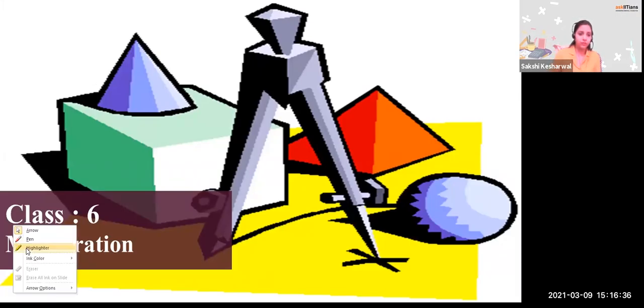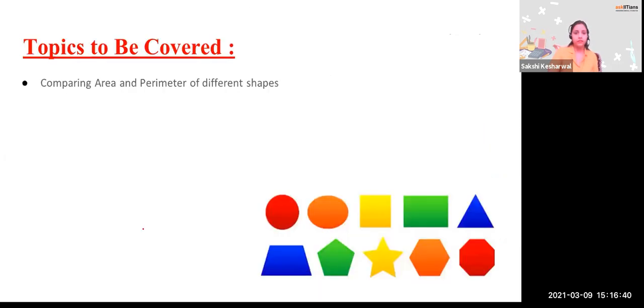Here we'll be learning mensuration, that's the third lecture. We have done 2 lectures already on mensuration, and we have done various questions on it. Today we'll be covering the topic of comparing areas and perimeters of different shapes. We have the different shapes which we have learned about, like rectangle, square, and circles.